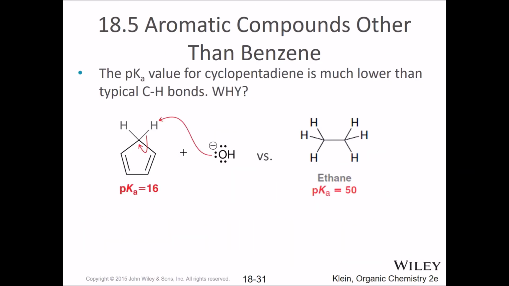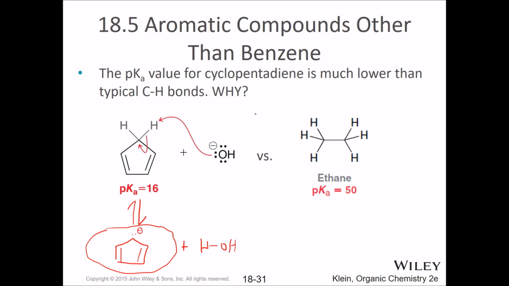Okay, so the cyclopentadiene, the pKa, is much lower than the typical CH bond. Why is that? Well, here's cyclopentadiene. If you take a proton off of there, what happens? First of all, you get water, but draw out this other guy that you get. What do you get? That's what you get when you abstract that proton off of here.